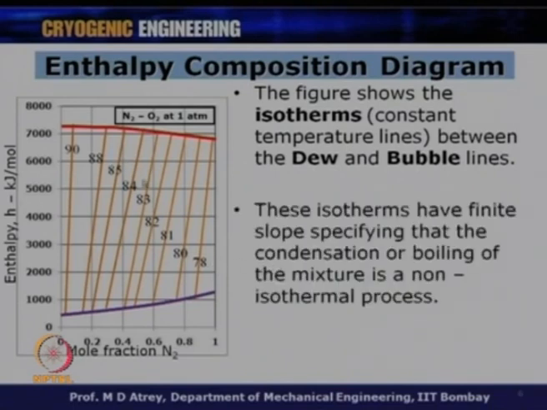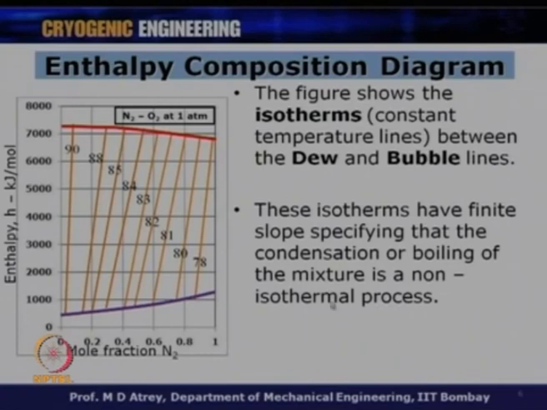What do you see? What is different in this case? These isotherms have finite slope. That means these isotherms are not vertical lines. They got a finite slope. If they are a vertical line, they are parallel to y axis. That means their slope is infinite. However, they are not vertical lines, but they are having a finite slope. The isotherms have finite slope, specifying that the condensation or boiling of the mixture is a non-isothermal process.